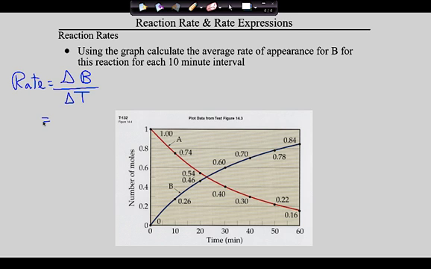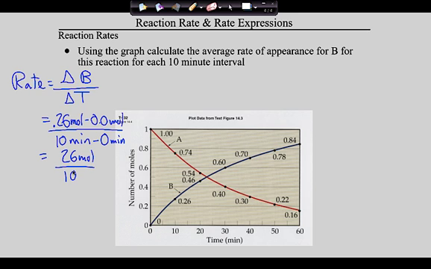So guys, I'm going to run the numbers for Dallin's group, the first group. Looking at our change in B, from 0 to 10, it goes up to 0.26. So our final amount is 0.26 moles. Our initial amount is 0 moles. And then our time is from 10 minutes down to 0 minutes. So functionally, we've got 0.26 moles divided by 10 minutes, which would be 2.6 moles per minute.